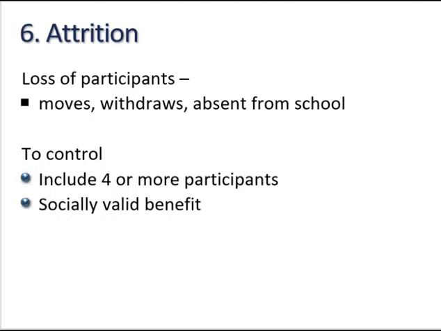Attrition refers to the loss of participants. This can threaten experimental control, especially if we have fewer than 4 participants to begin with, because it may jeopardize the chance to document 3 demonstrations of effect at 3 different points in time.